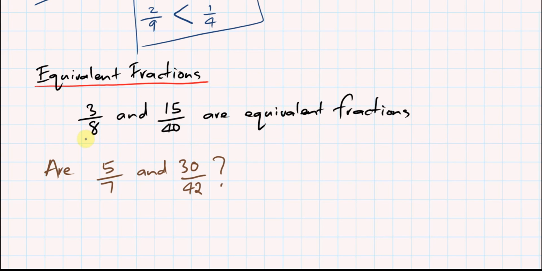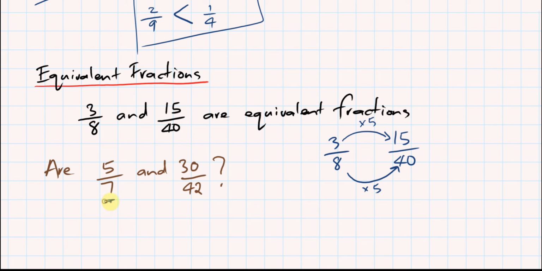So 3/8 and 15/40, are they equivalent fractions? Well, they are, and if we just look at how we get one fraction from the other, I can see here that to go from 3 to 15 in the numerator, I'm multiplying by 5, and I'm doing the same thing with the denominators. So that's how we can get equivalent fractions.